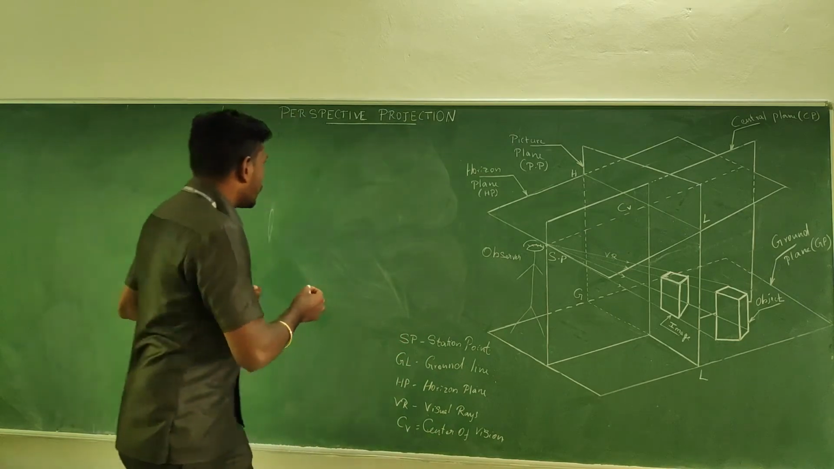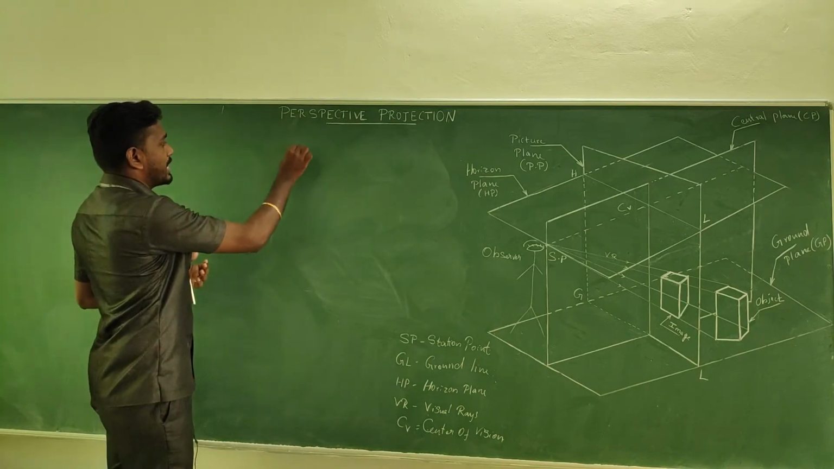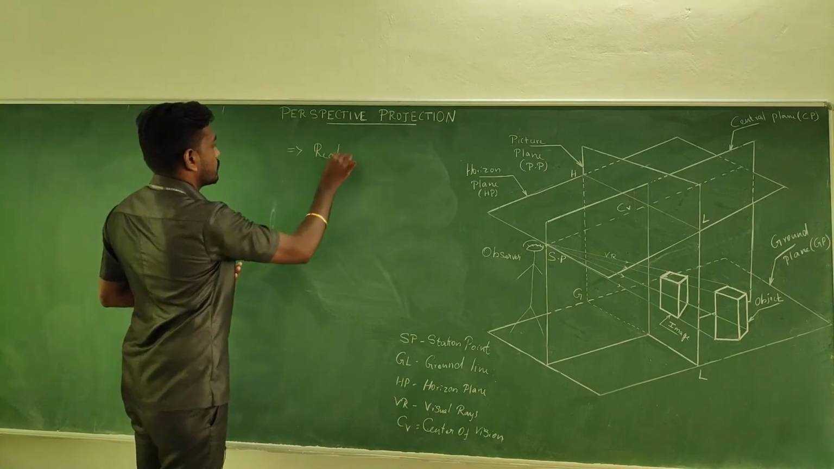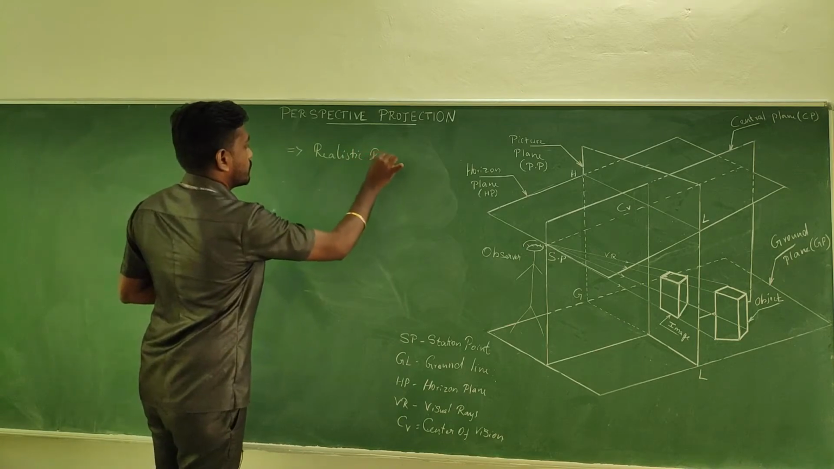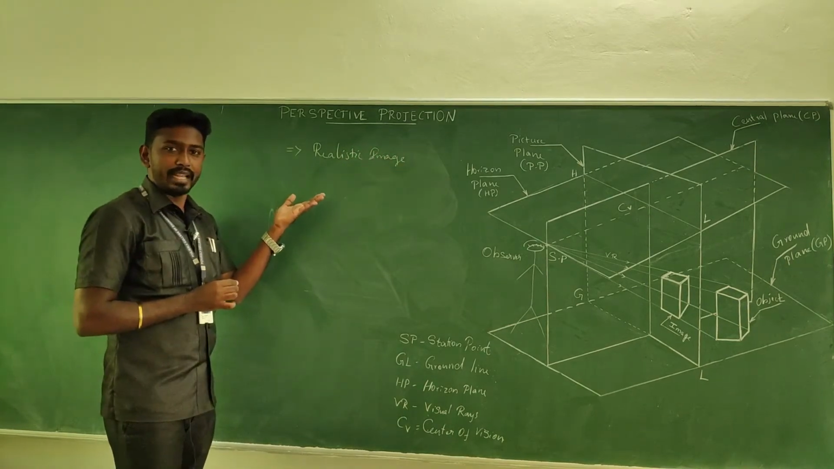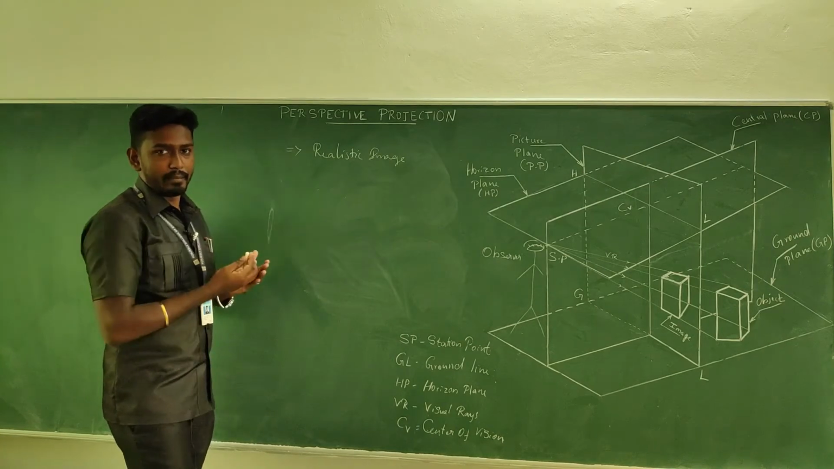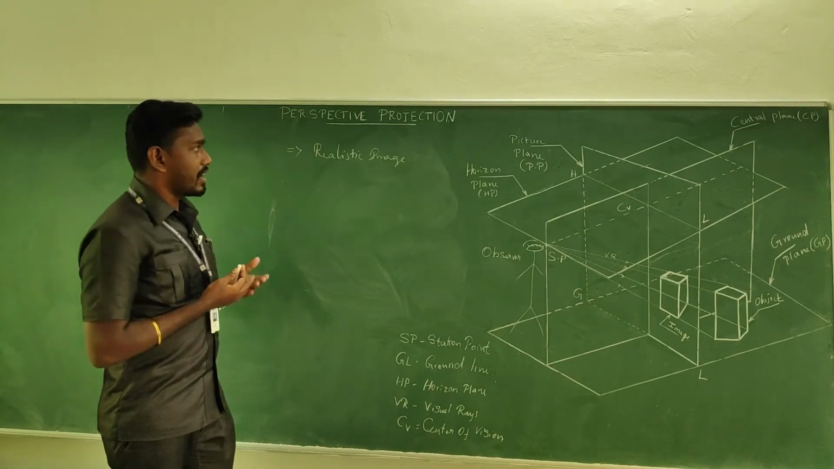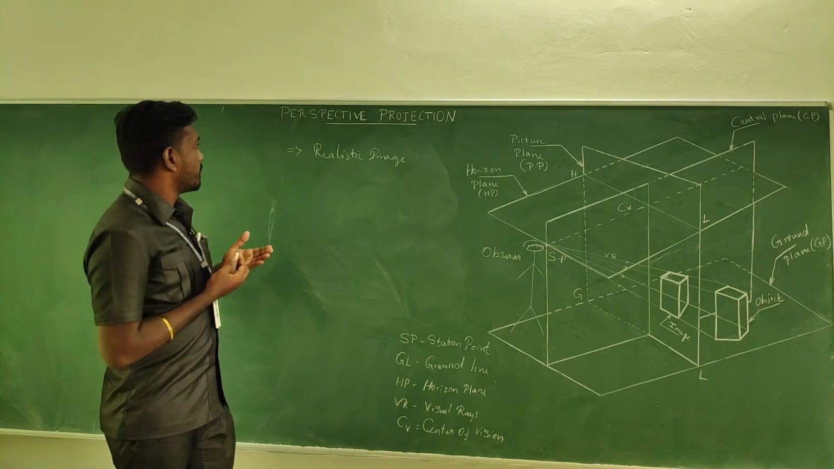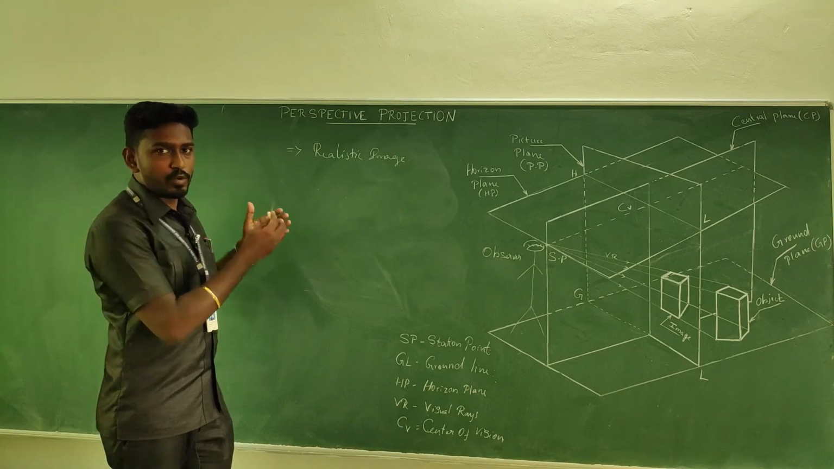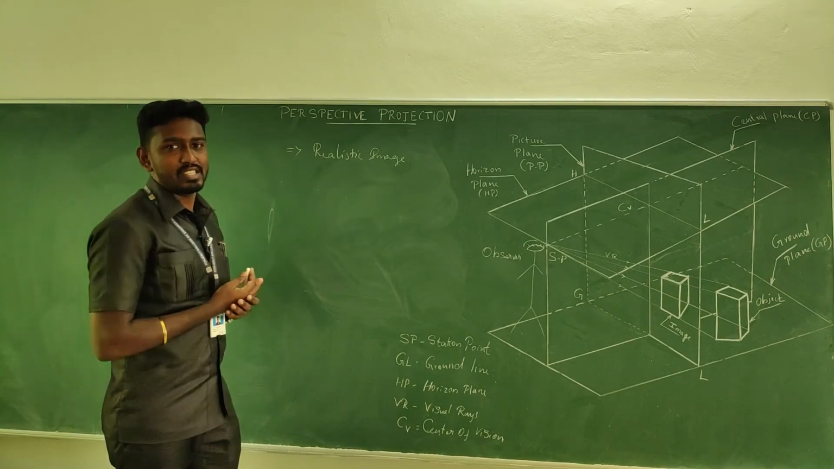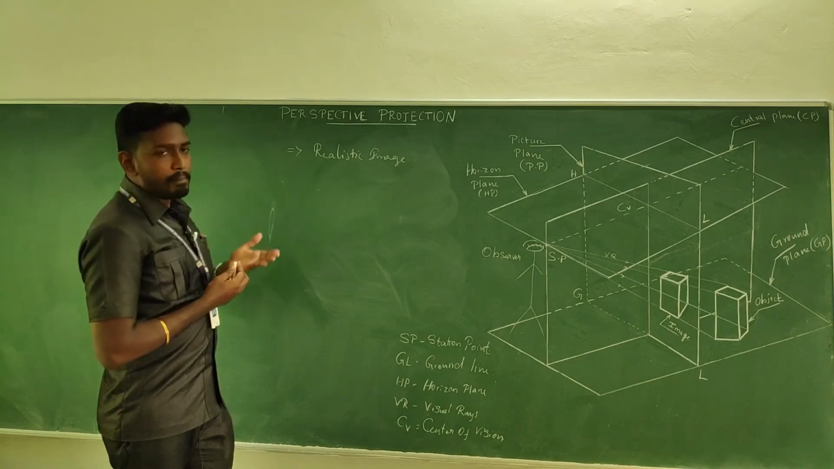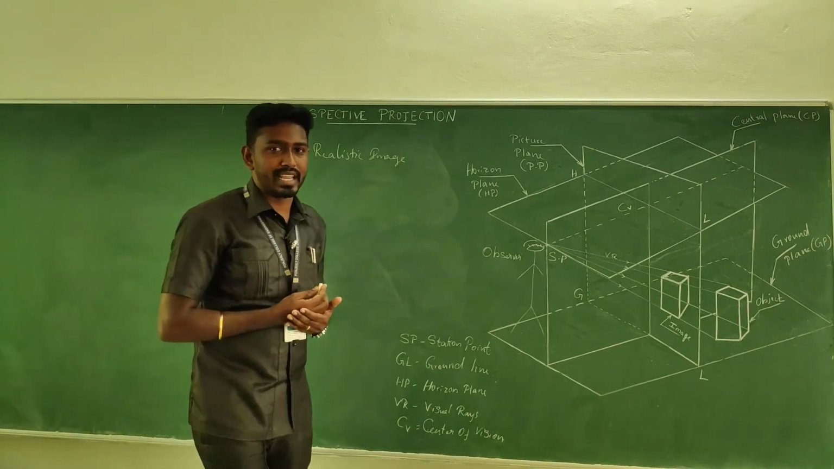So this perspective projection will give you a very realistic image, not like isometric, which is somewhat approximate 3D. When you compare the isometric projection with the perspective projection, the isometric projection is meant for drawing small size objects, but with the help of the perspective projection, huge size objects can be drawn.